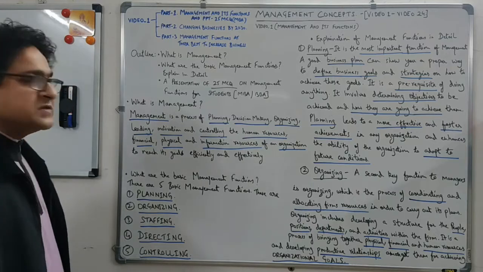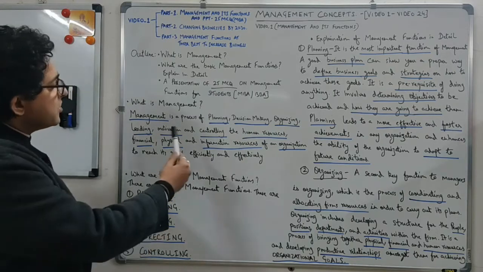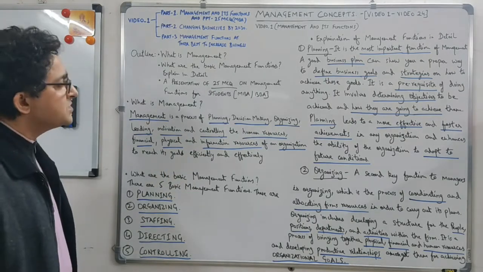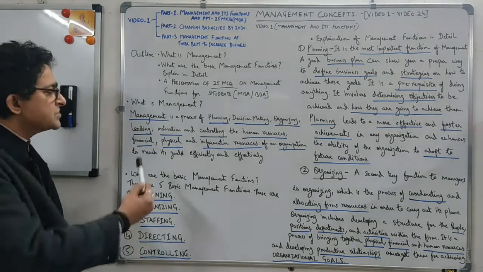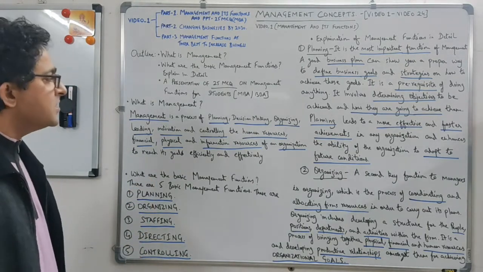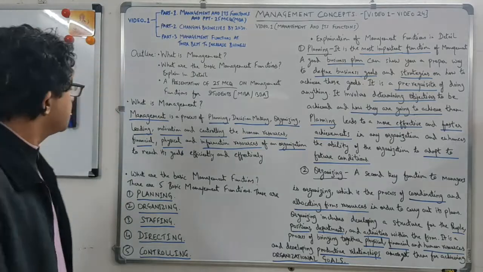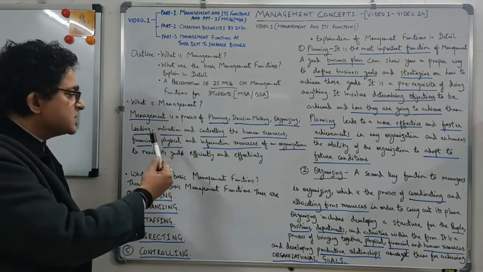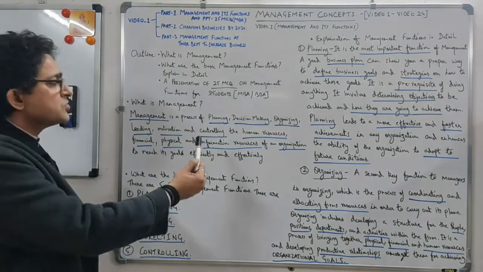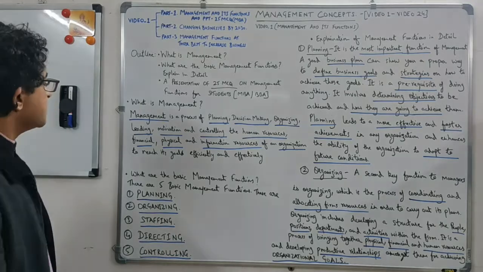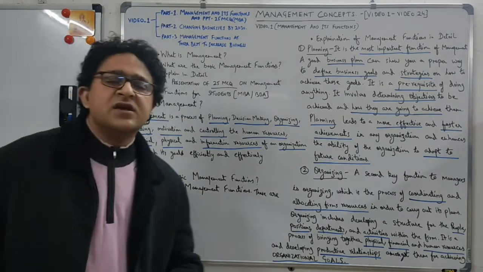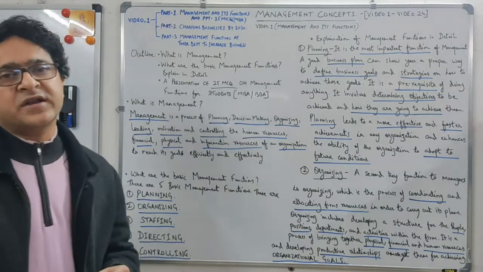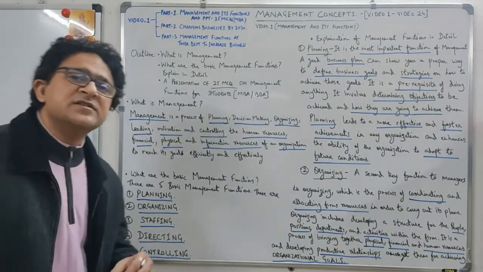So, what is management? Management is a process of planning, decision making, organizing, leading, motivation, and controlling the human, financial, physical, and informational resources of an organization to reach its goals efficiently and effectively. Very simple: we have to meet organization goals, for which we do various activities.